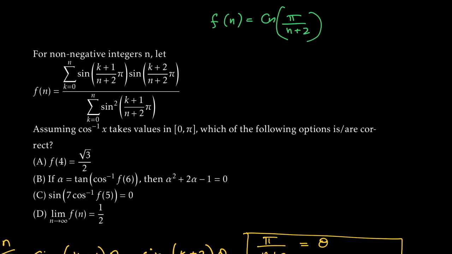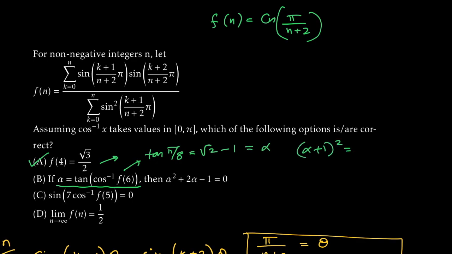Because this becomes cos of pi by 6, which is root 3 by 2. That is right. That answer is right. And alpha is equal to tan of cos inverse of f of 6. F of 6 is going to be cos of pi by 8. So this is going to be tan pi by 8. Tan pi by 8 is nothing but root 2 minus 1. So if this is alpha, we know (alpha plus 1) whole square is going to be 2. Alpha square plus 2 alpha minus 1 is equal to 0. That is also true. This statement is also true.